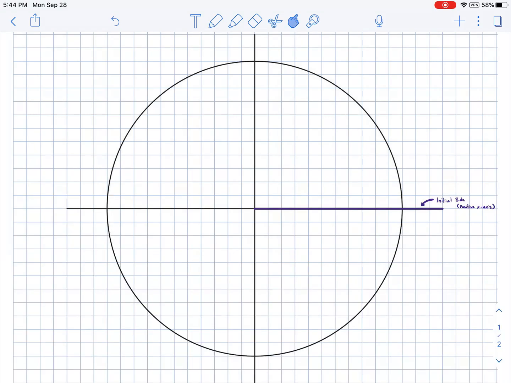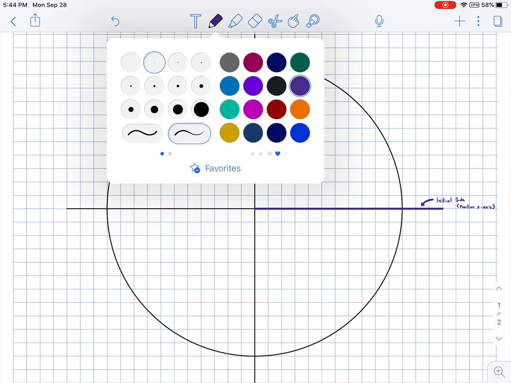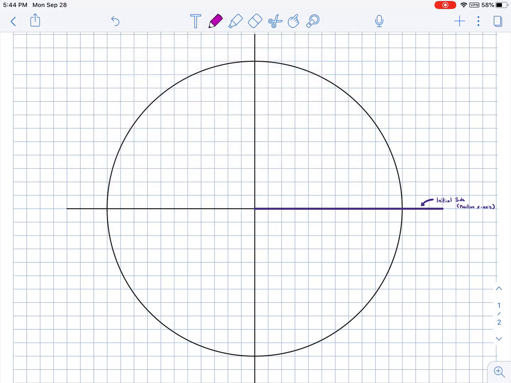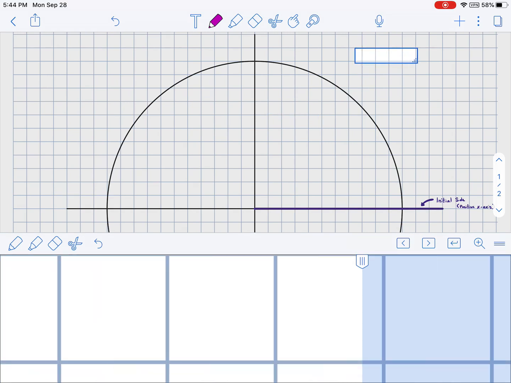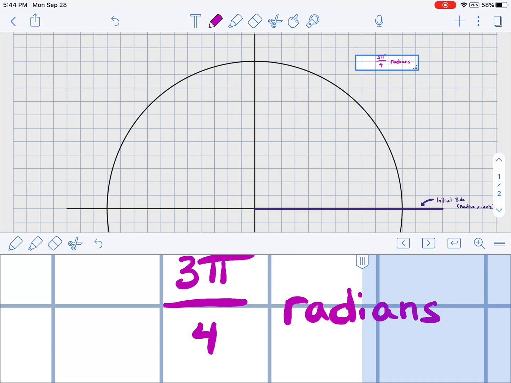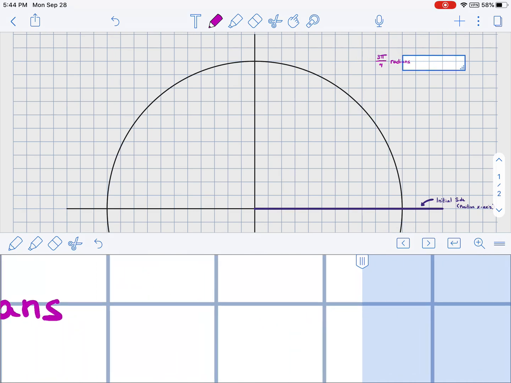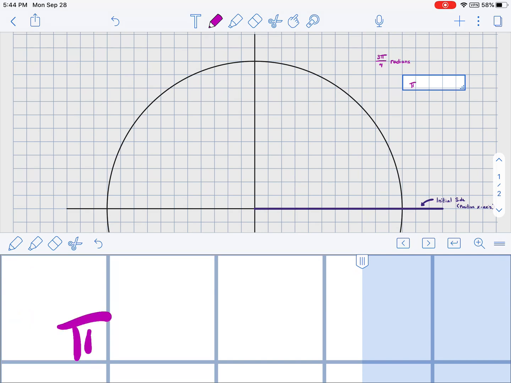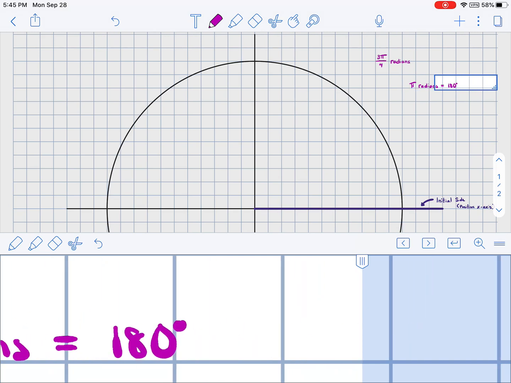Okay. And then when I'm asked to locate, let's say, 3 pi over 4, I might start to consider some of that conversion from last class. So 3 pi over 4 radians. I know that pi radians is the same as 180 degrees, which is really just half of our circle.